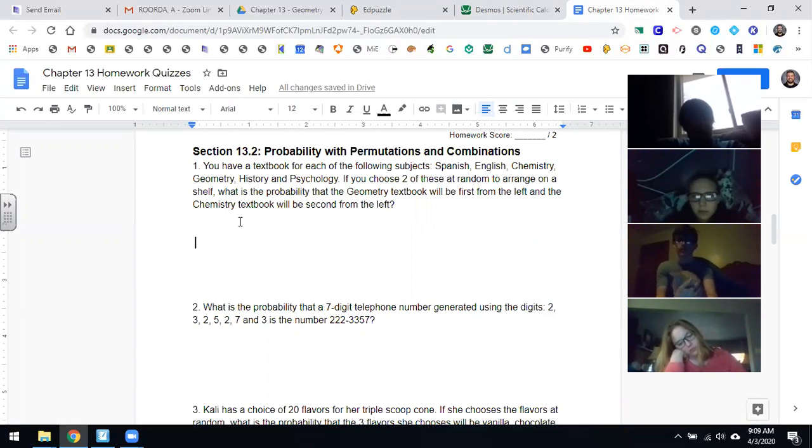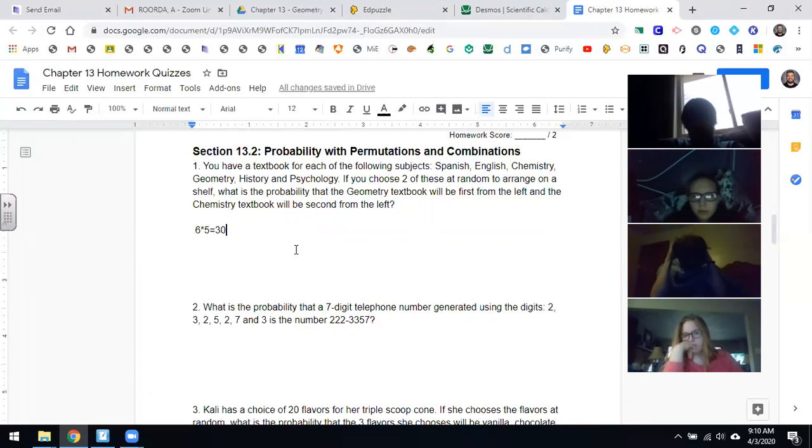Another way to think about this is we are interested in the order of the geometry textbook and the order of the chemistry textbook, right? So what we can do is we would say, okay, the geometry textbook could be in 6 different places, and the chemistry textbook could be in 5 different places, right? So that's 30, because 6 times 5 is 30. It's another way to do it a little bit easier, right?